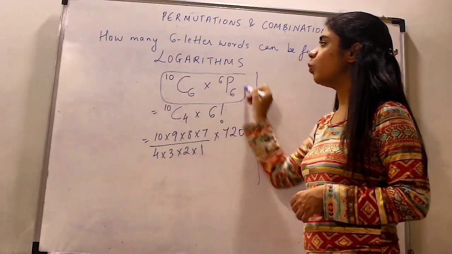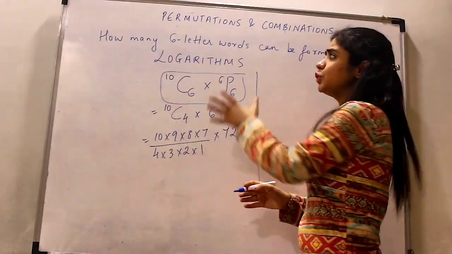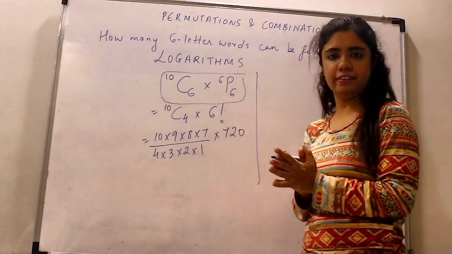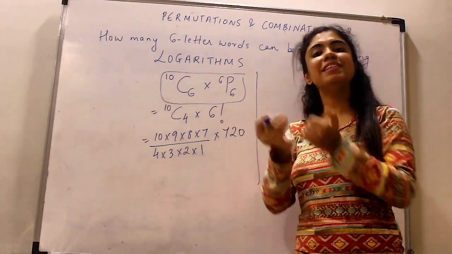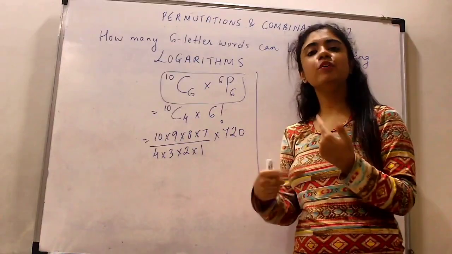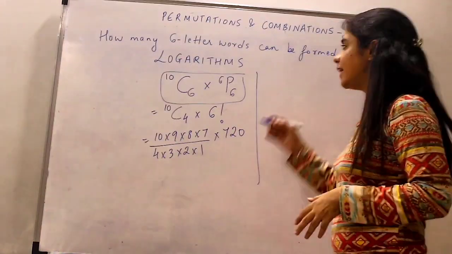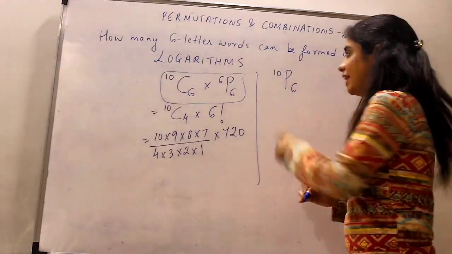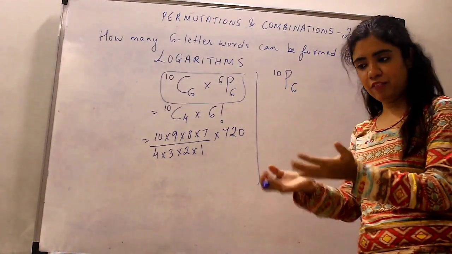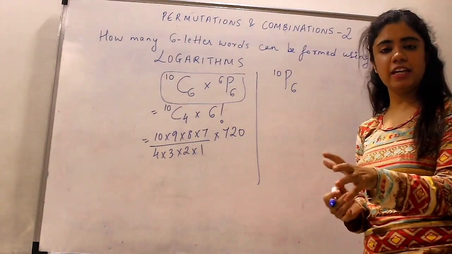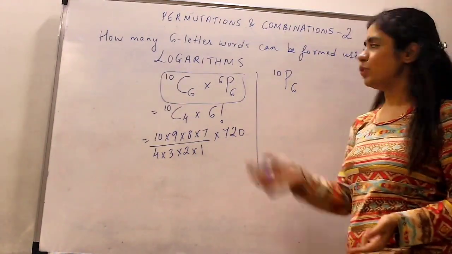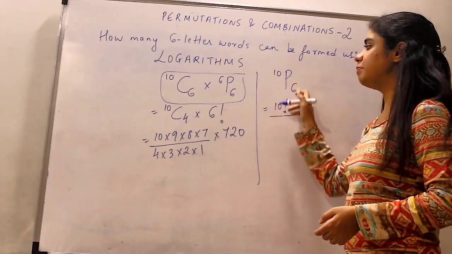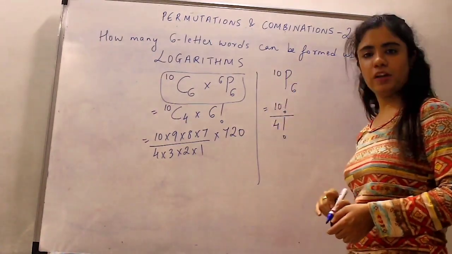Rather than writing both of these, what am I supposed to do? I want to form 6-letter words out of 10 letters. So what are we doing? We have to select also and we have to arrange also. So I can directly write it as 10P6. When I write 10P6, it means I have already selected 6 letters out of 10 and I have arranged them also. So 10P6 will be 10 factorial upon (10 minus 6), which is 4 factorial.